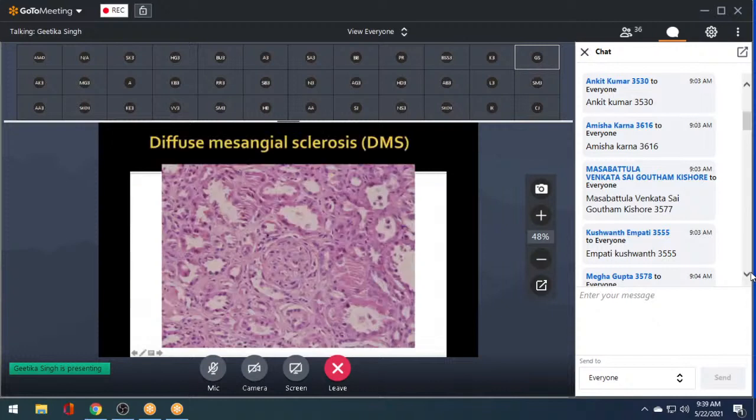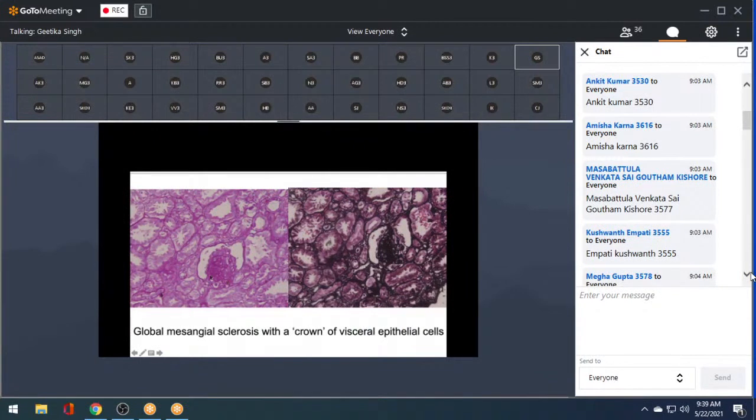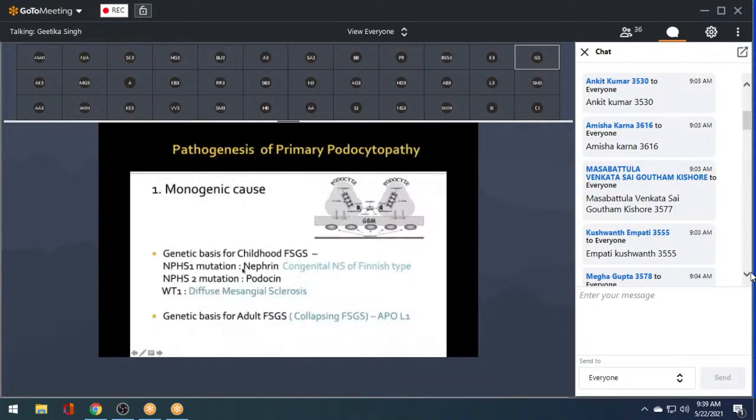Here, the sclerosis is completely mesangial. Okay, it is not peripheral with normal capillary loops around it like a regular FSGS. This is called diffuse mesangial sclerosis. It's a global mesangial sclerosis. It shows some sort of crown of visceral epithelial cells, but they are not as hyperplastic as in collapsing.